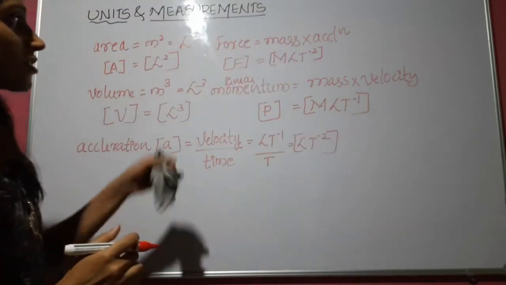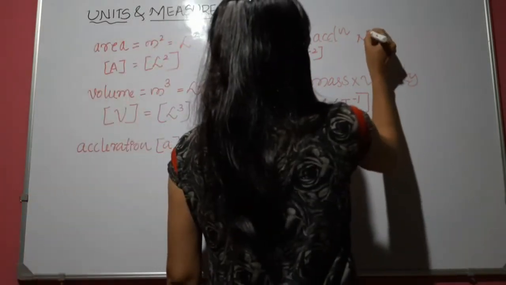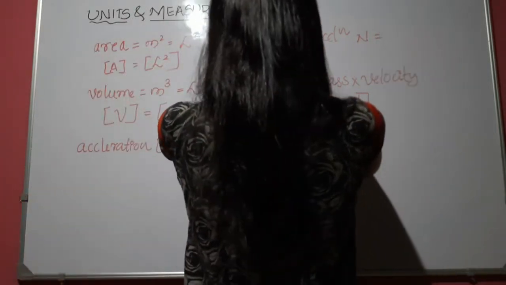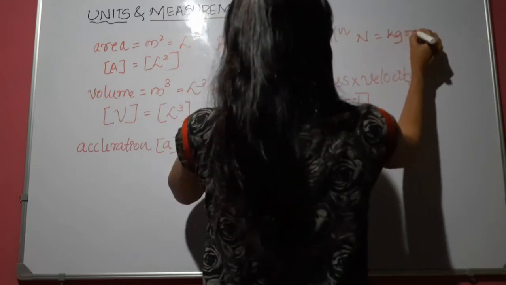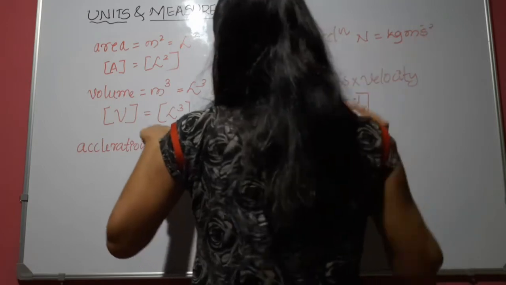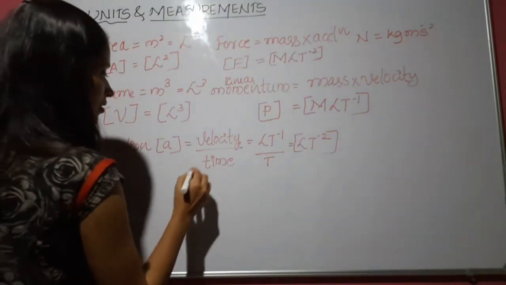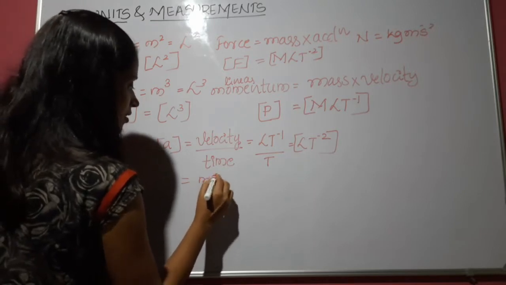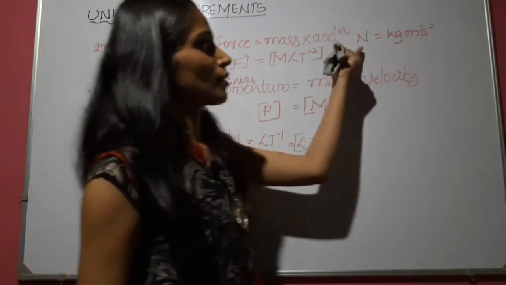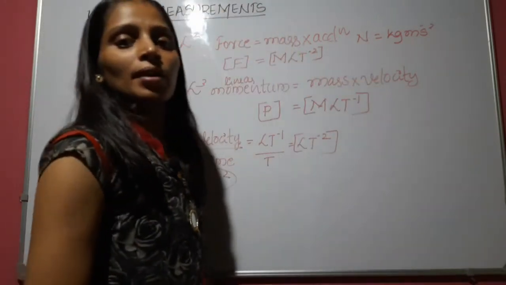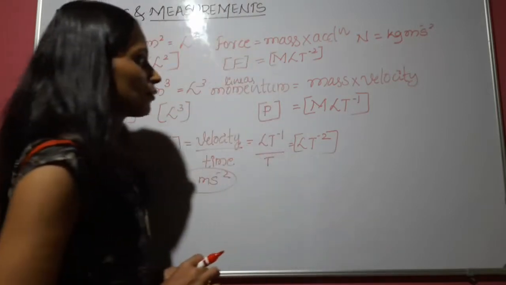This is the dimension. Here, the SI unit of force is what? Newton. So the derived unit is what? Mass in kg, acceleration in meter per second square. The acceleration unit is meter per second square. So Newton is the SI unit, and kg meter per second square is the derived unit.